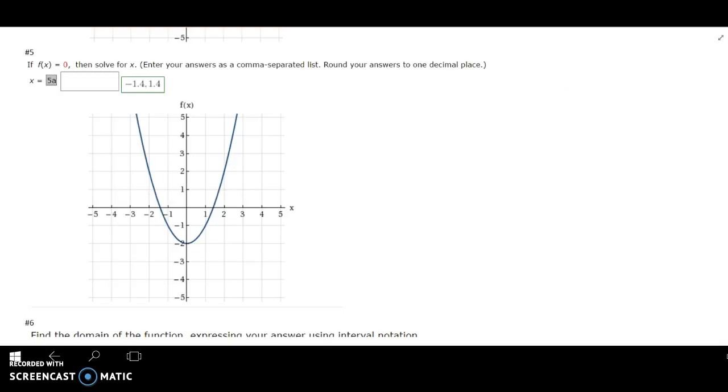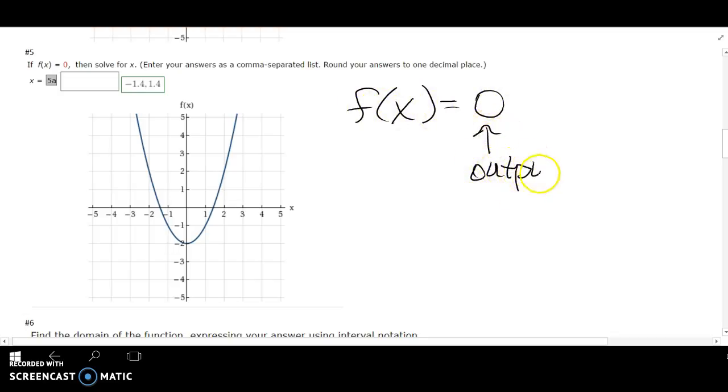Now, here's a problem. It's asking us for the opposite of what we just did. They're giving us the output, which is y, or our y coordinates, and we need to find the x coordinates that go with that. If you're looking at a graph, depending on the graph, you might be able to tell. So with this graph, when I go to y equals 0, that's going to be here and here, because I'm at y equals 0. I'm not moving up or down at all.